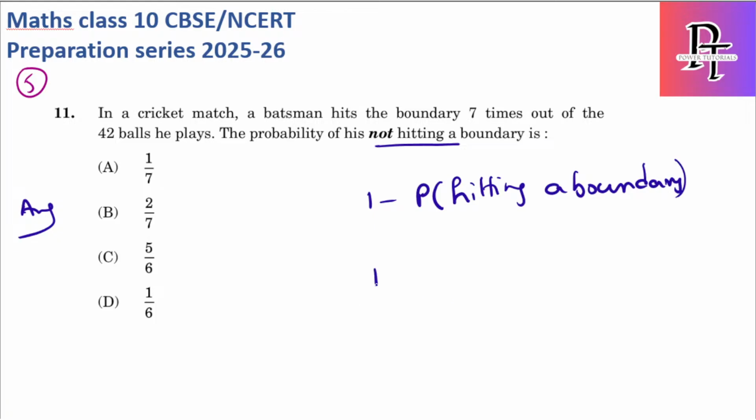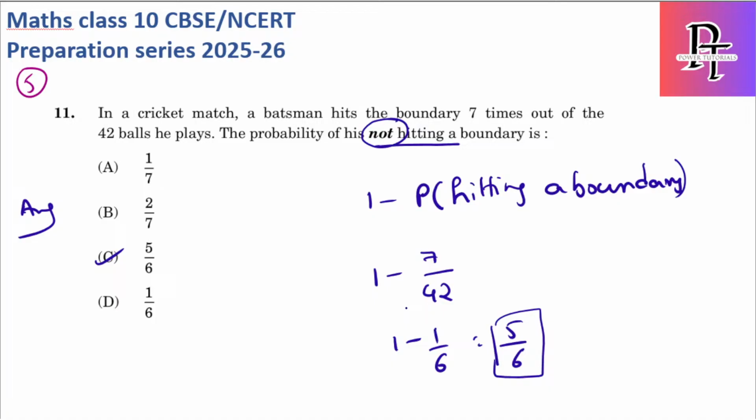So 1 minus P of hitting a boundary is how much? 7 times out of 42. So this is 1 minus 7 by 42, which is 1 minus 1 by 6, which is nothing but 5 by 6. So 5 by 6 is the answer, which is C. Always remember, whenever a question mentions not, you have to use P of the complementary event. The complementary event is 1 minus P of that event, where the event here is hitting a boundary out of total cases.